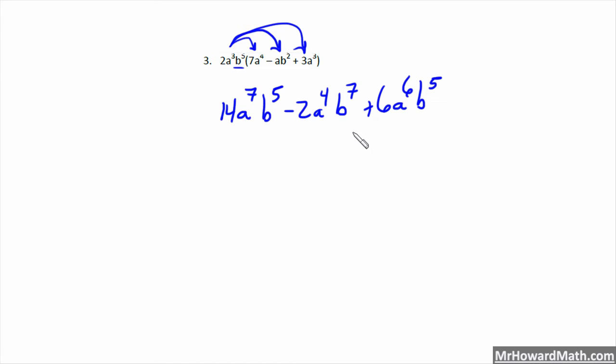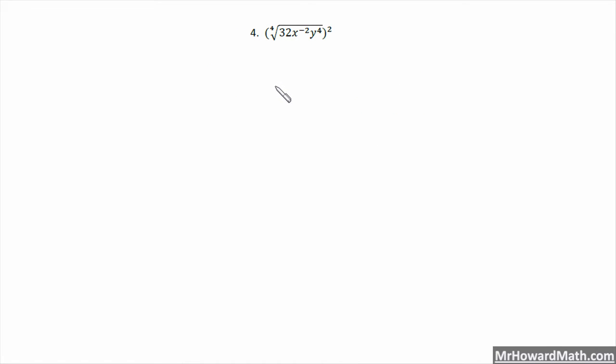All right, let's move on. All right, problem 4 on your Unit 11 review. We have a root and a power here, so we're going to use our power over root rule for rational exponents and rewrite this with a rational, meaning fractional exponent.